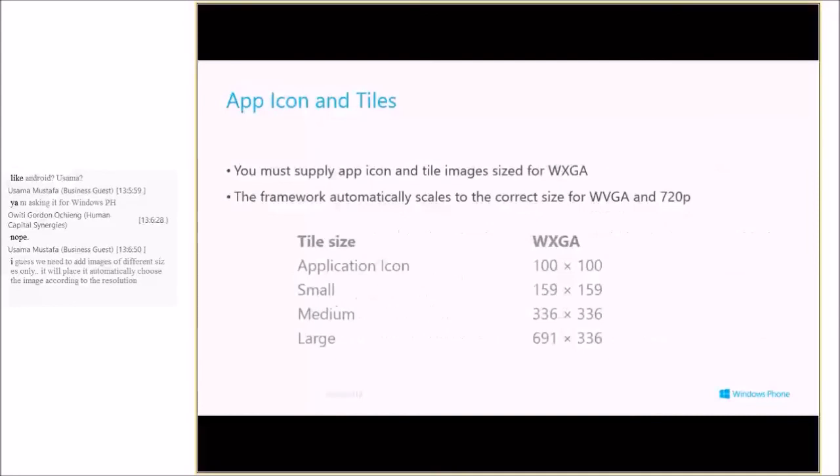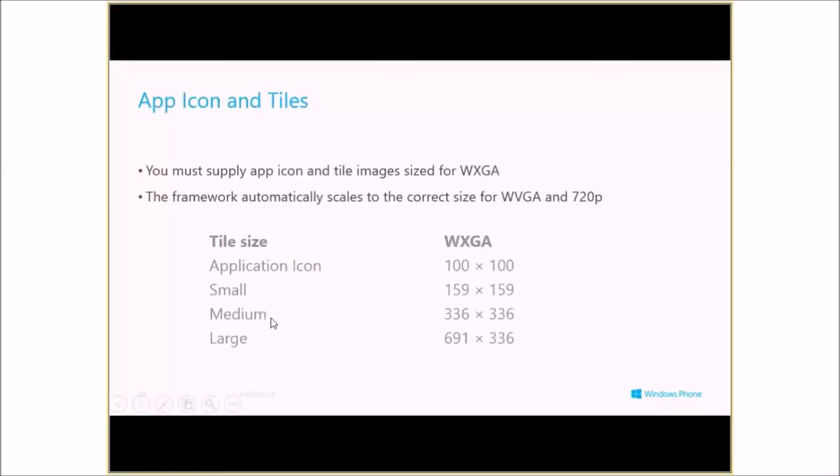We've got app icons and tiles. These are the sizes you need to know about. The application icon is 100 by 100 on the WXGA. Small is 159 by 159. The medium is for the tile sizes when you're developing your application, and again the WXGA would scale automatically to the correct size for the WVGA and 720p. So these are the sizes you should care about.